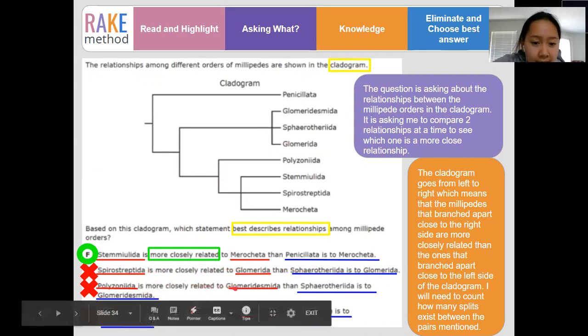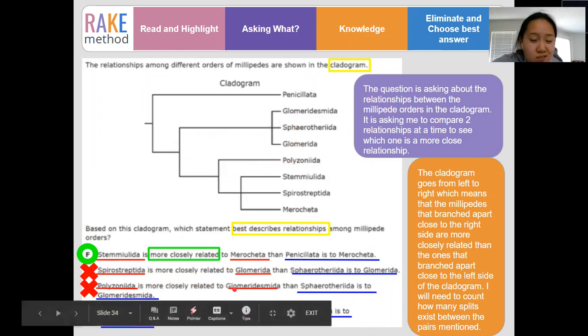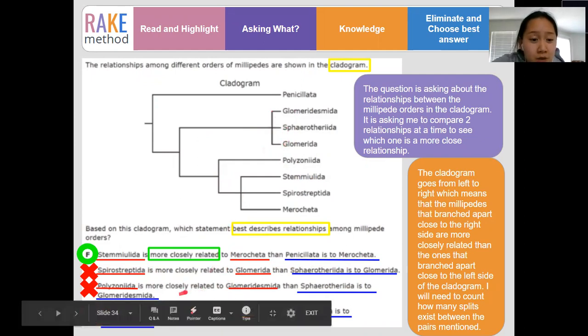Let's look at Polyzoniida and Glomeridesmida. Glomeridesmida is right here, and Polyzoniida is down here. So the split is 1, 2, and 3. So they're 3 apart. It's not too bad. Sphaerotheriida to Glomeridesmida. So Glomeridesmida is again up here, and Sphaerotheriida is right here. So they're actually in the same split. So when you compare the 3 splits to the 1 split, it's not closely related again. It's less closely related. So that's why it's wrong again.